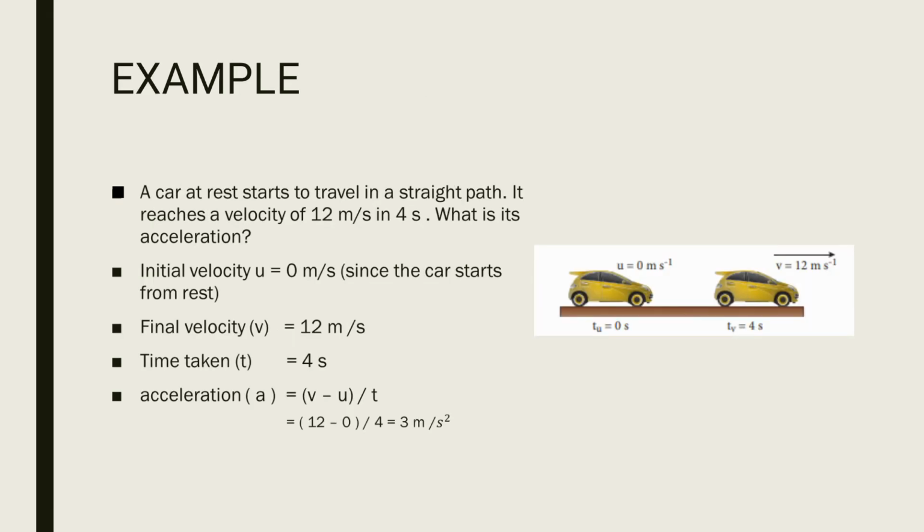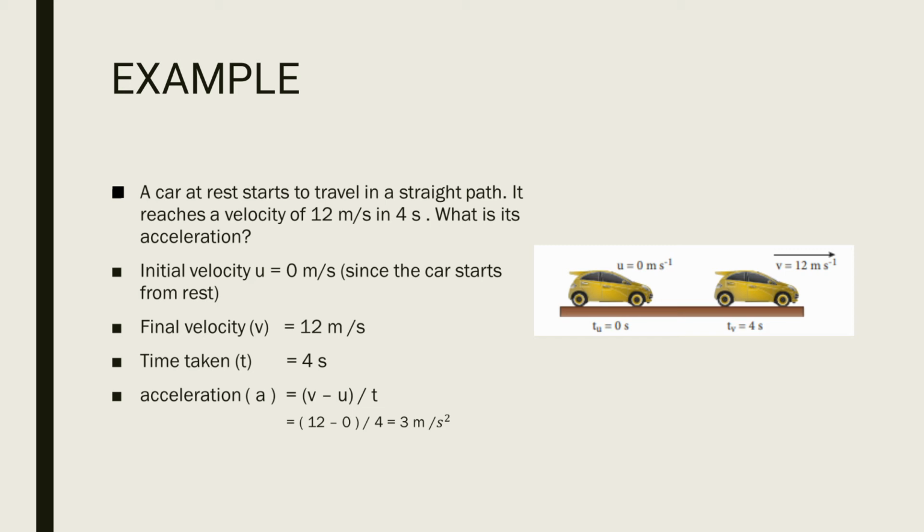Here comes an example. The car travels in a straight path and it reaches a velocity of 12 meter per second in 4 seconds. To find acceleration, we have to use a formula, that is change in velocity divided by time, that is final velocity minus initial velocity divided by time. Here initial velocity is 0 because the car is at rest and the final velocity is 12 meter per second and time is 4 seconds.